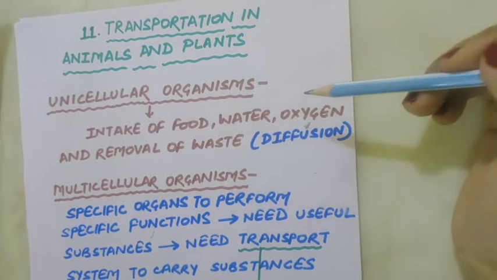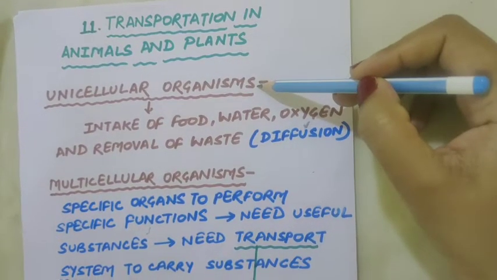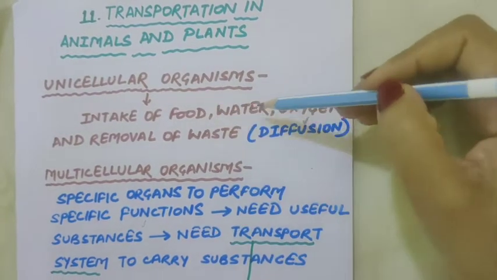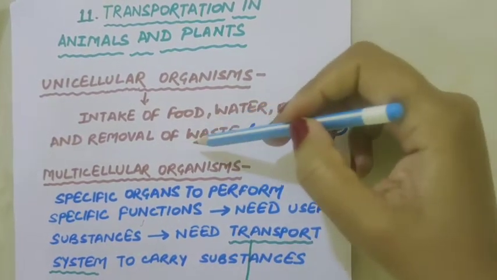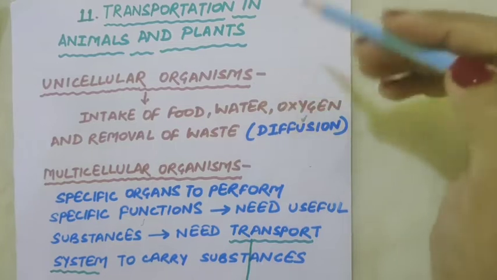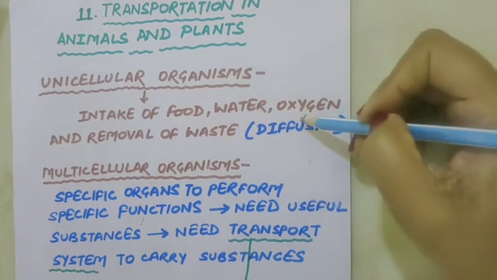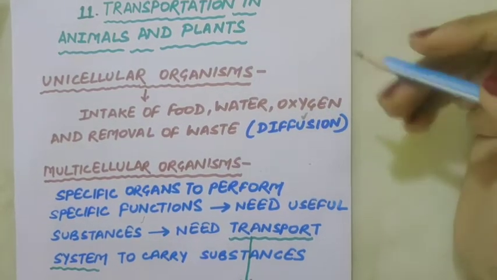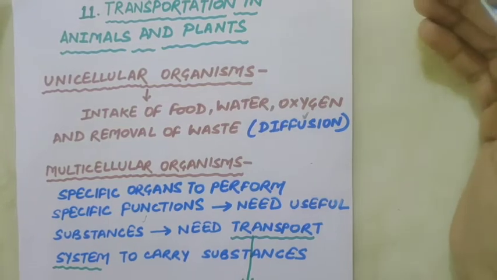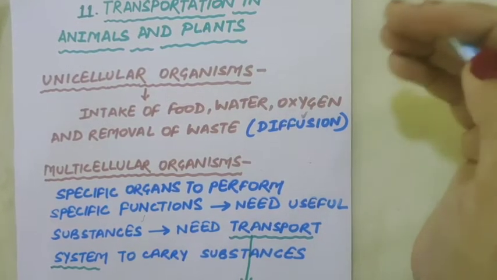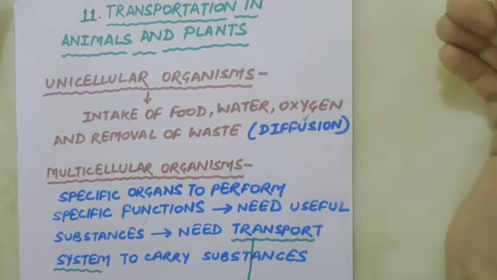Today we are going to discuss chapter 11 of your science book, that is transportation in animals and plants. In unicellular organisms, the intake of food, water, oxygen and removal of waste material occur across the cell surface by the process of diffusion. In diffusion, molecules move from a region of higher concentration to a region of lower concentration.